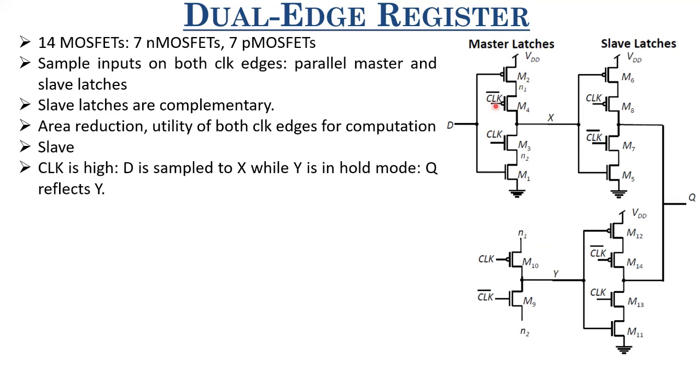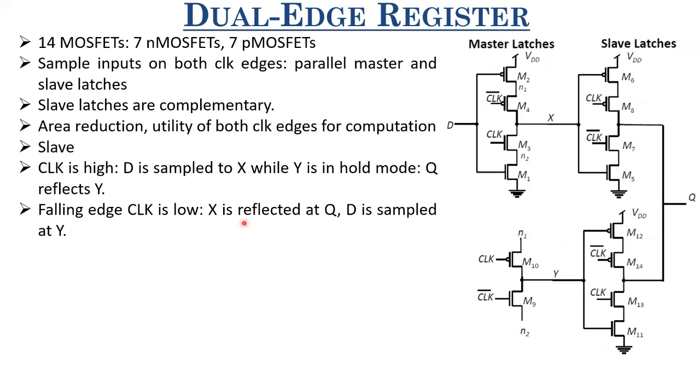So if clock is 1, this is on, however this is off. So D is sampled at X, and whatever value of Y was present here will remain there. And when clock is 1, this value of Y is transmitted to Q, whereas this value of X is held because this is turned off. This is off when clock equals 1. So when clock equals 1, D is transferred to X as this is in evaluation mode. This is in hold mode, so whatever value of Y was there remains there. This is in hold mode, so X is not transferred to Q. This is in evaluation mode, so Y is transferred to Q.